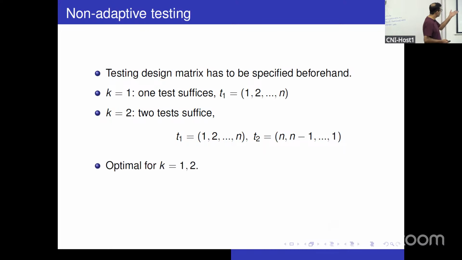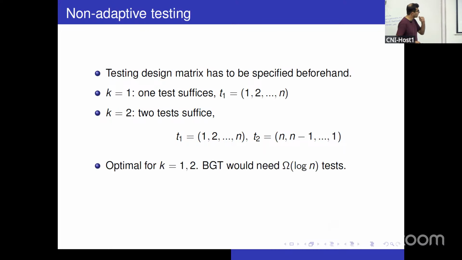So this is optimal for k equals 1 and 2, and clearly in both these cases, the number of tests required doesn't depend on the size of the population at all. Whereas if you had binary group testing, you necessarily would have required log n tests. So there is potential for significant reduction in the number of tests. So what about larger k? Already at k equals 3 itself, we realize that there is a challenge. For k equals 3, we couldn't think of any direct way of seeing whether there is improvement or no improvement.